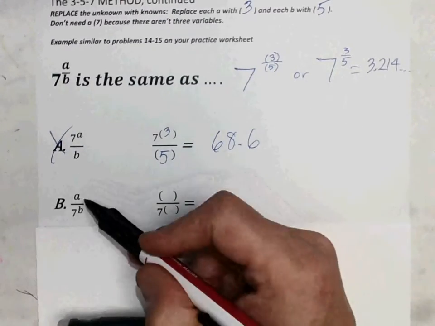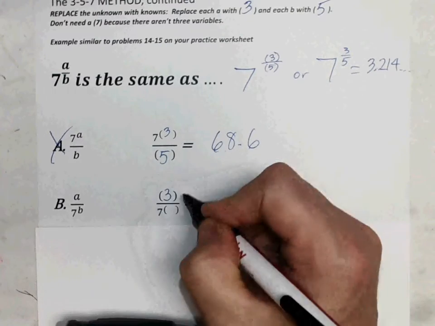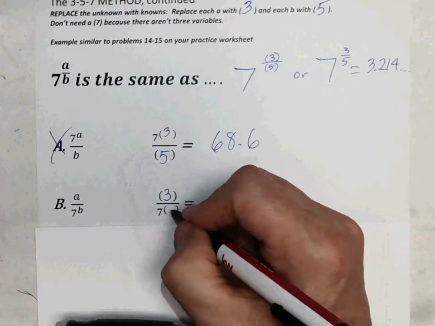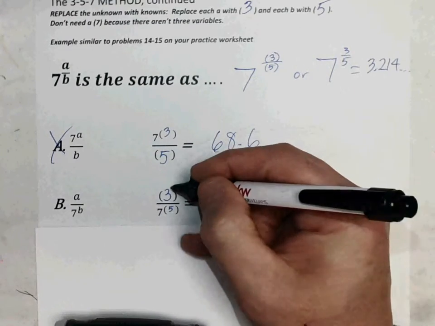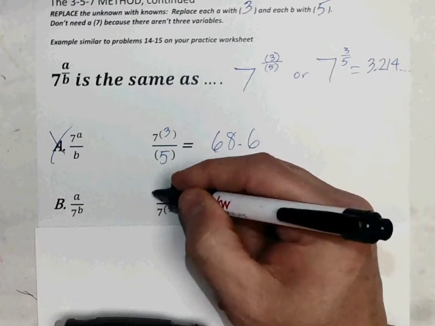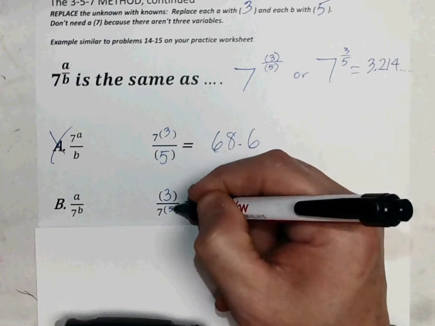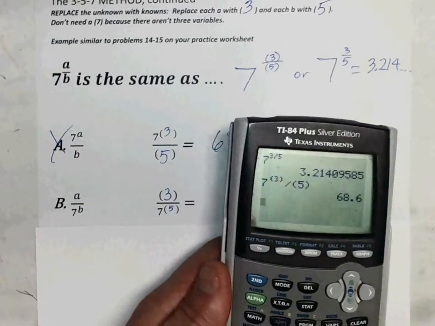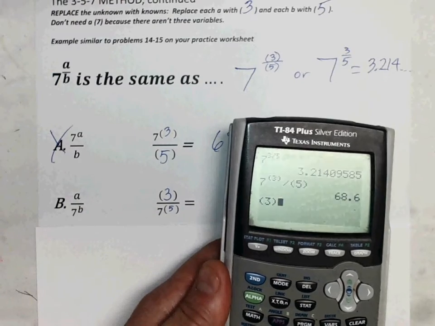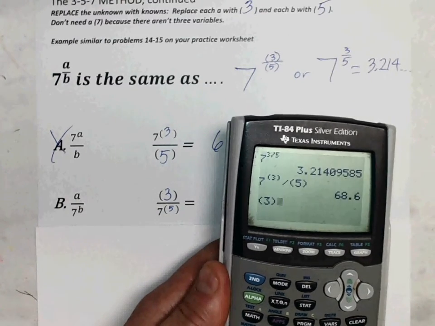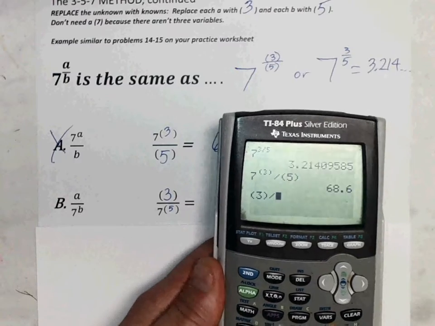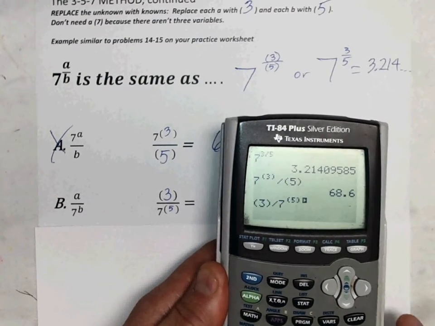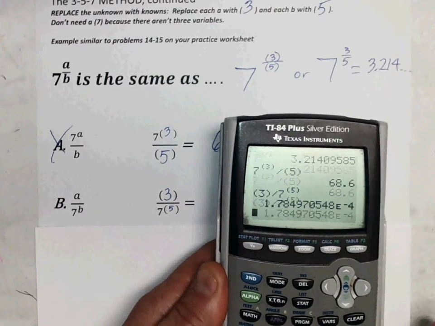Here we go. First variable is a 3, regular old 3, and the second variable is a 5. That's an exponent. The 3 is not an exponent. The 3 is a numerator, the top part of the fraction, and 5 is an exponent. So let's just make that happen. Parentheses 3 divided by 7 raised to the 5th power, tab out of it.